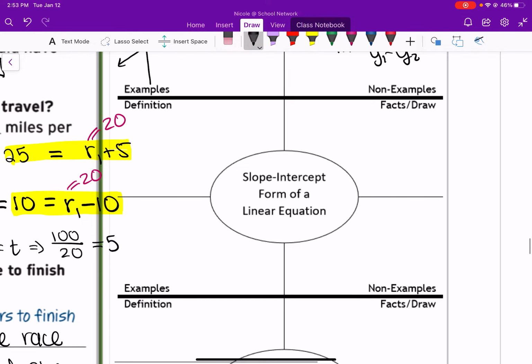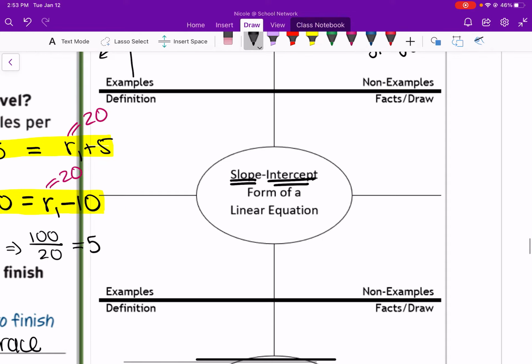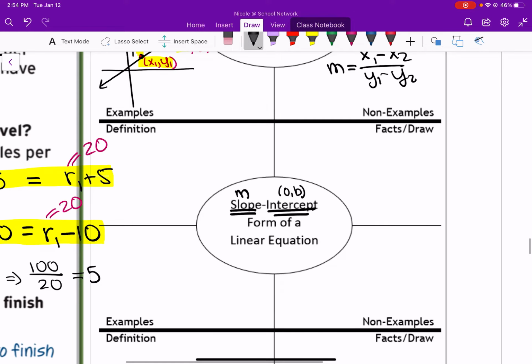So, slope-intercept form of a linear equation. Slope-intercept form gives it to you. It has to have the slope and it has to have the intercept. And remember what the slope was. The slope was m, and the intercept is denoted as (0, b). That's the y-intercept, where that line crosses the y-axis. So our slope-intercept form has our slope and our intercept. This is our slope, and this is our y-intercept: y equals mx plus b.